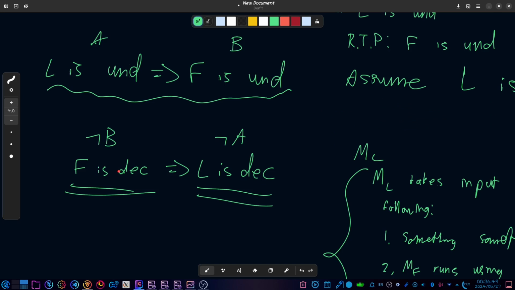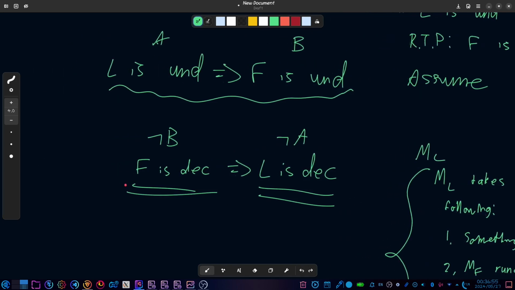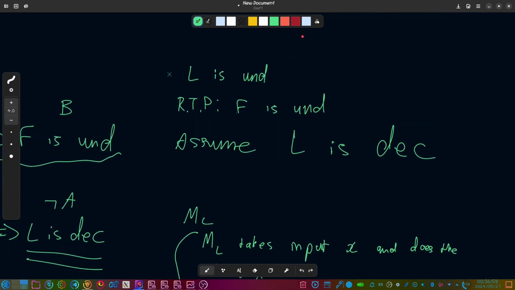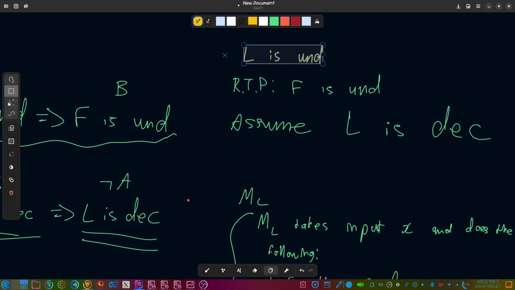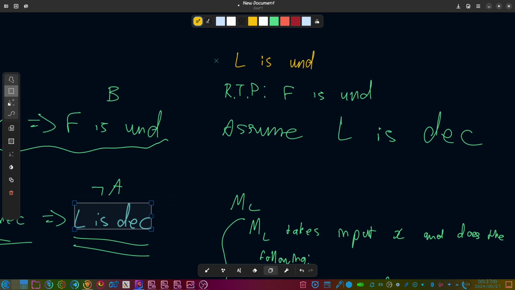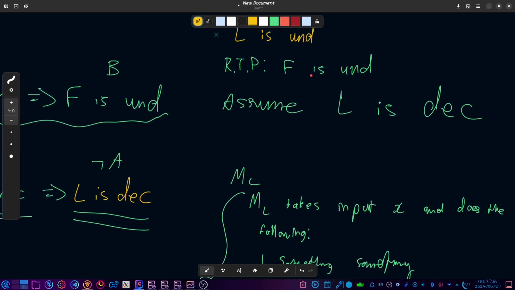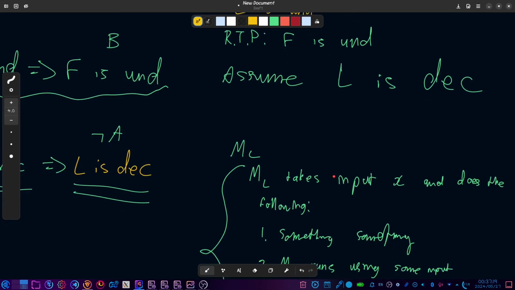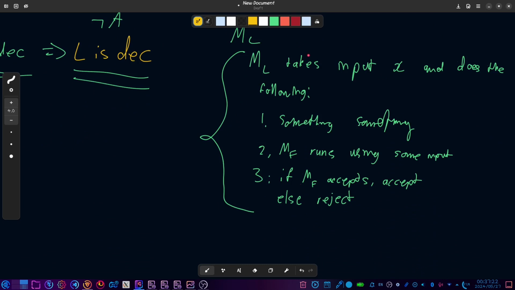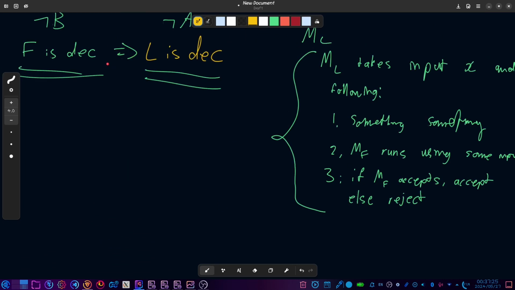With all the scribbles. But yeah, the reason why I want to emphasize this so much is because it becomes fairly simple when you look at it, right? So this is the language you're given. You know that this language is undecidable. You're trying to show that this is undecidable. This step, whether you like it or not, proves this. This is what it proves. It proves that F is decidable implies L is decidable.